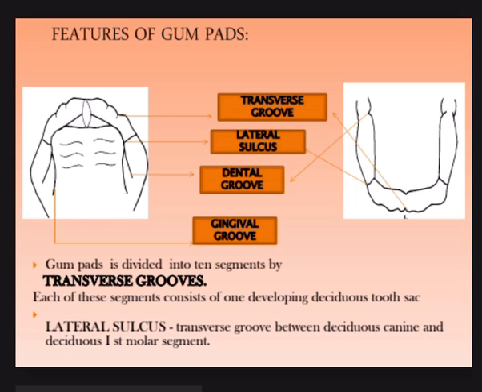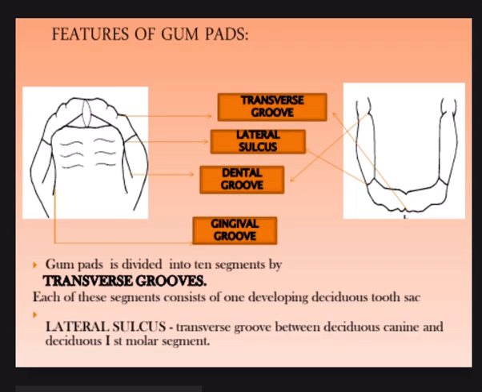Okay, so the gum pad, that is your maxillary as well as your mandibular, is divided into 10 segments. Okay, and they are called transverse grooves. Each of these segments consists of one developing deciduous tooth sac. As you know, there are 20 primary teeth, right? So we'll be having 10 segments each.